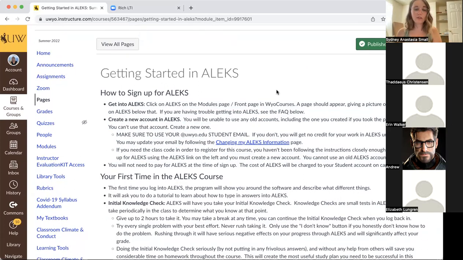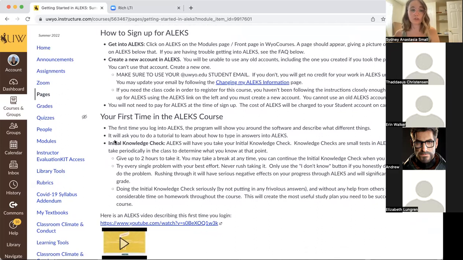And then once you have your Alex account set up, you will need to do something called your initial knowledge check. And essentially what this is, those of you who've already taken it probably know this, but it kind of serves as a pre-assessment or starting point for you in the course. It tests you on some of the topics in the course, sees where you're at, where your understanding is. This is just for participation. I can see if you've done it.